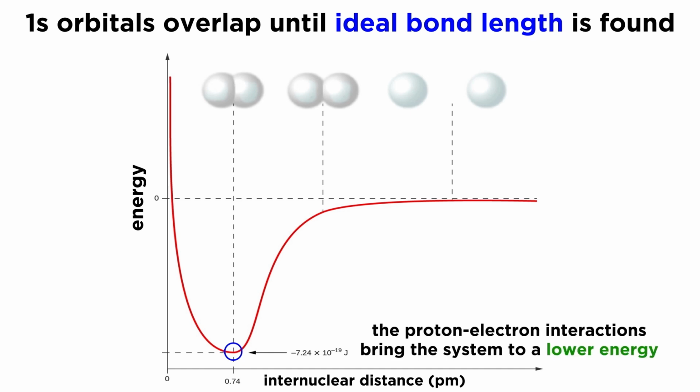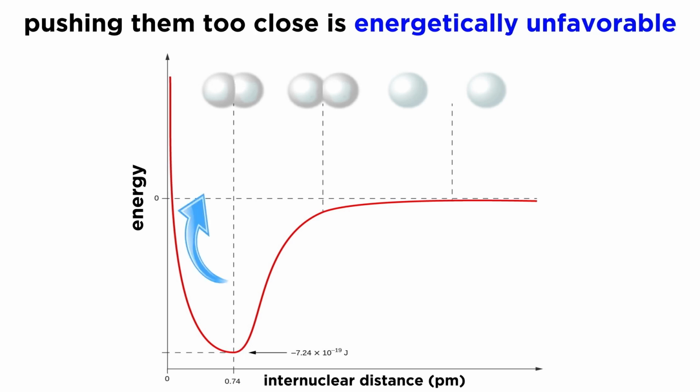There is a dip down in energy because if each electron is interacting with both protons, that is a stabilizing and therefore energetically favorable situation. However, if we push the protons too close together, it begins to become less favorable due to proton-proton repulsion, just like if we were to compress a spring, which is why we see the curve rise steeply to the left.